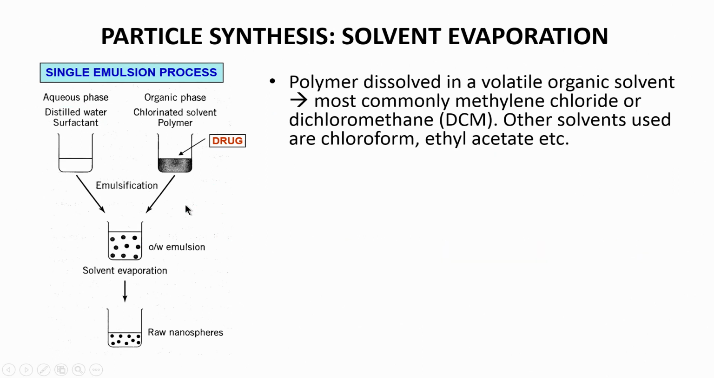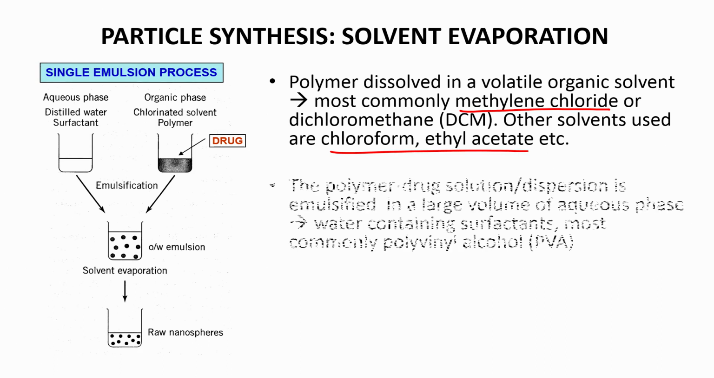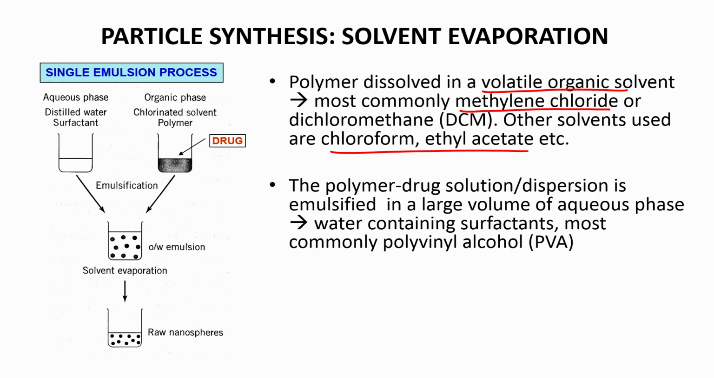And then the polymer is typically dissolved in some volatile organic solvent. As I said, one of the most commonly used is methylene chloride or DCM. Other solvents like chloroform and ethyl acetate are also used, but they have to be volatile, right. If they are not volatile, then this process will take forever for it to evaporate, and they have to be more volatile than the water, because you do not want the water to evaporate first.